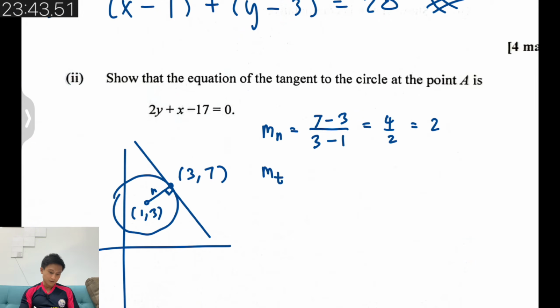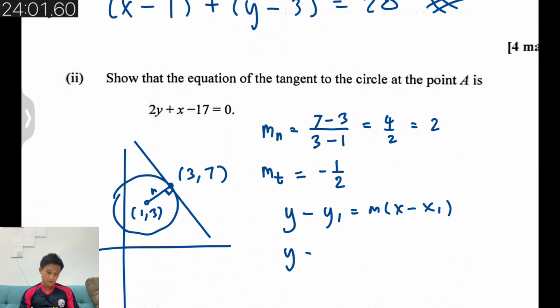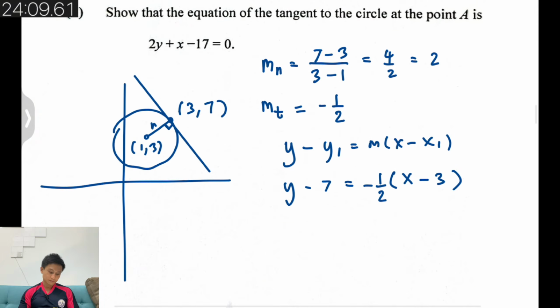Now the gradient of the tangent is then, you put a minus sign and flip it. If it's a number, then you do 1 over that and put a minus sign in. And then we're going to use y minus y1 equals m(x minus x1), with x1 and y1 being 3 and 7. So y minus 7 equals m, which is just minus 1 over 2, we just found it here, times (x minus 3).